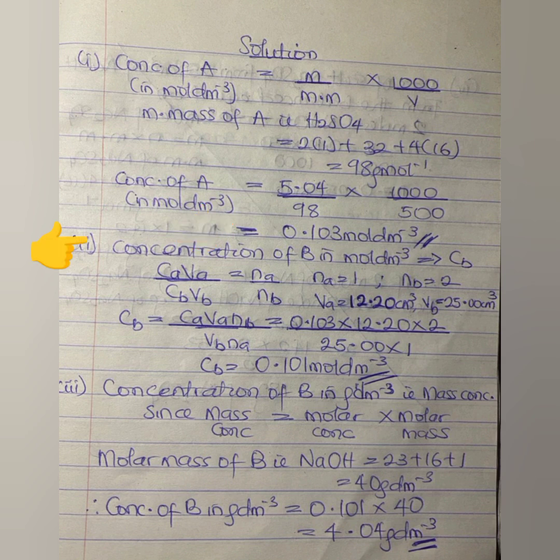Now, how do I get the conc of B in mole per dm cube? Because I was not given B in any form. So that means I have to use the neutralization formula of CAVA over CBVB equals NA over NB. Now, it is a must that you show or you write out the mole ratio in your solution. NA from our equation is 1, NB is equal to 2. In this case, my titer value, the one that I'm using, which can be different from yours, is 12.20, and the one of VB is 25.00. That is the volume of my pipette used.